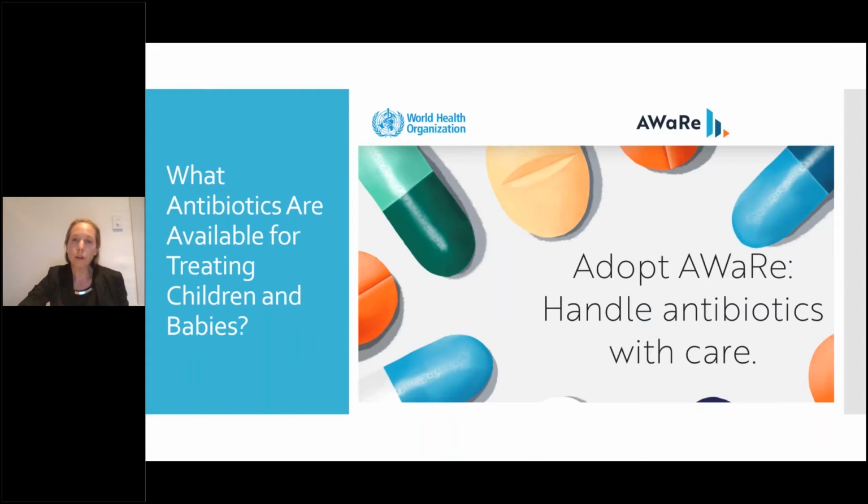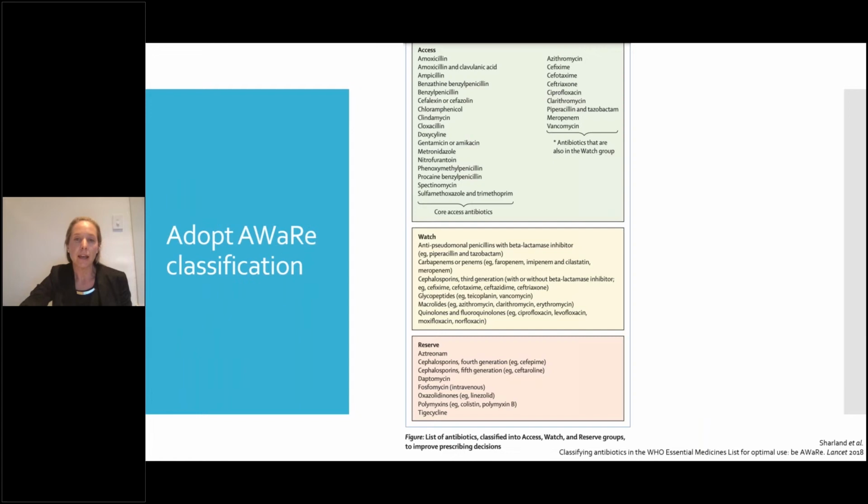So if we look first at what antibiotics we do have available for treating children and babies, I wanted to bring your attention to the AWaRe classification, which was published in the 2017 Essential Medicines List for Children by the World Health Organization. And this categorizes antibiotics into 3 main groups. So we have access antibiotics, watch antibiotics, and reserve antibiotics.